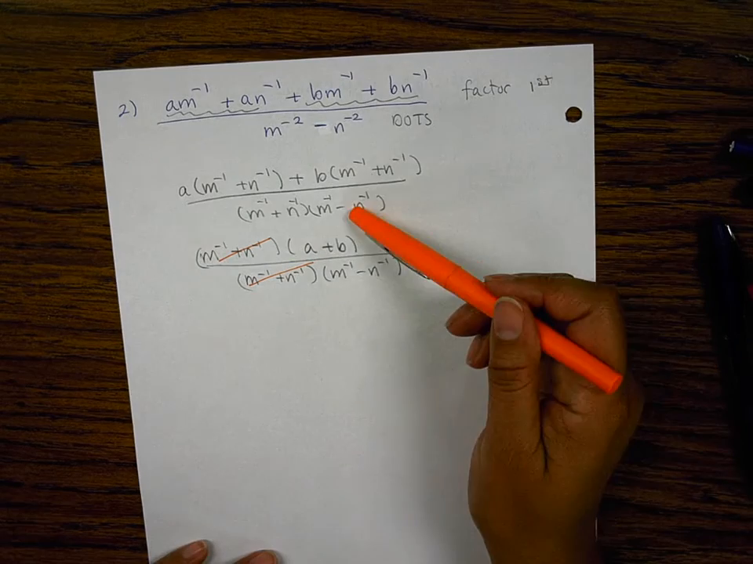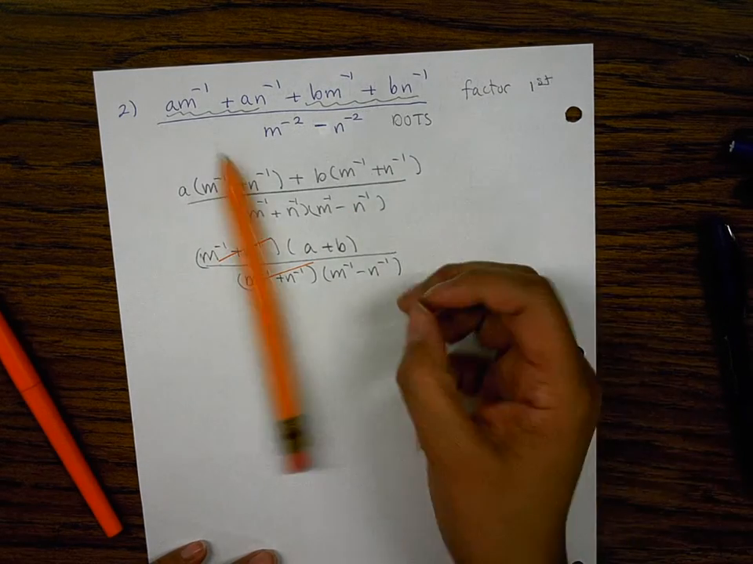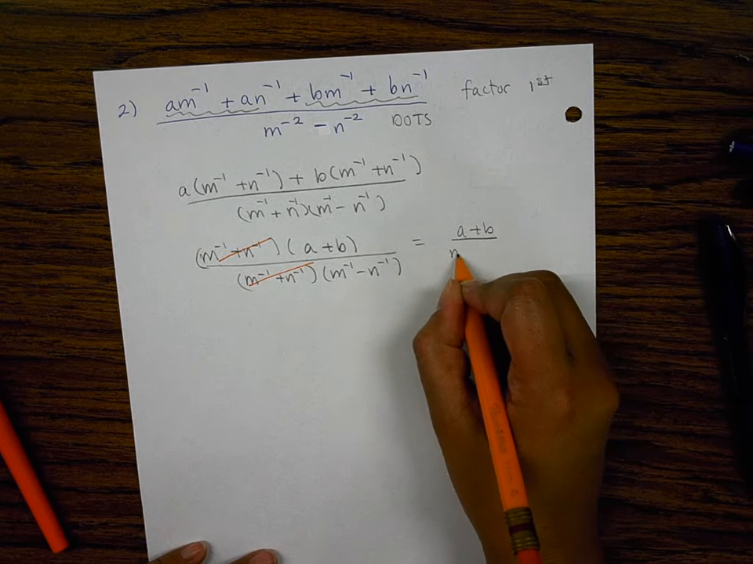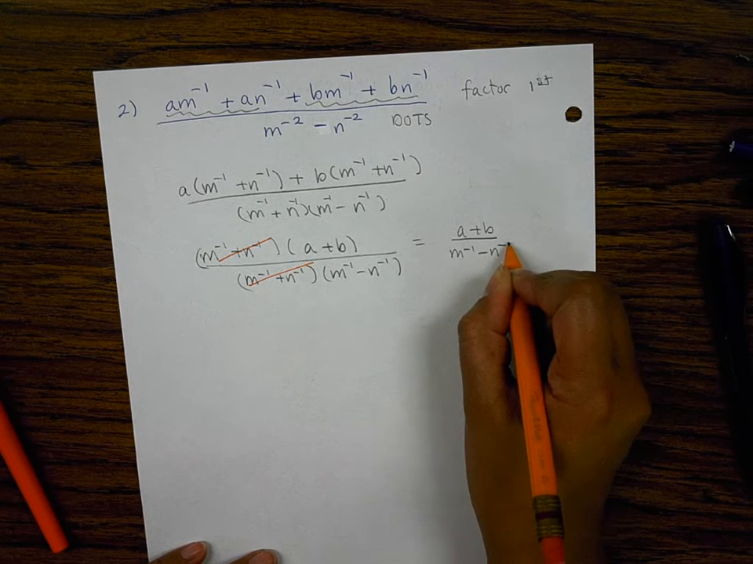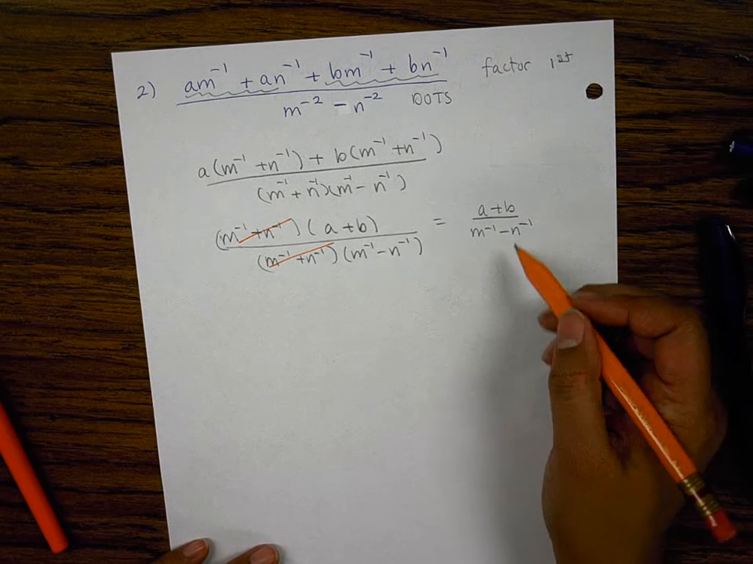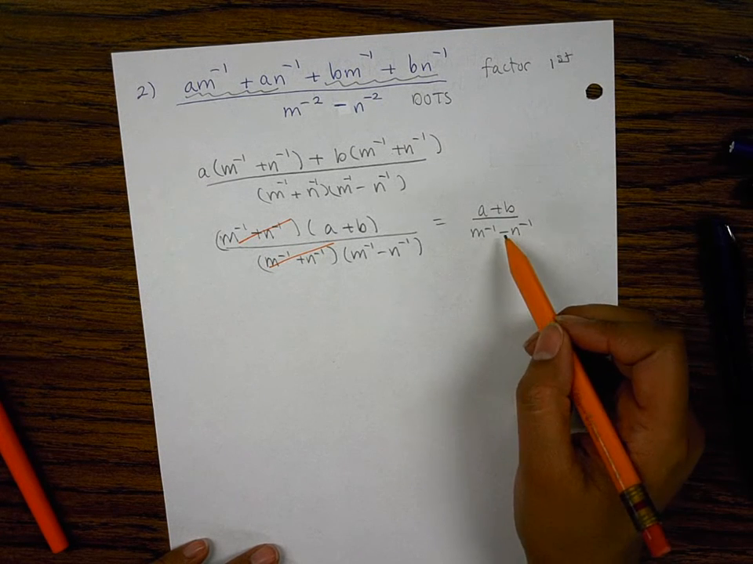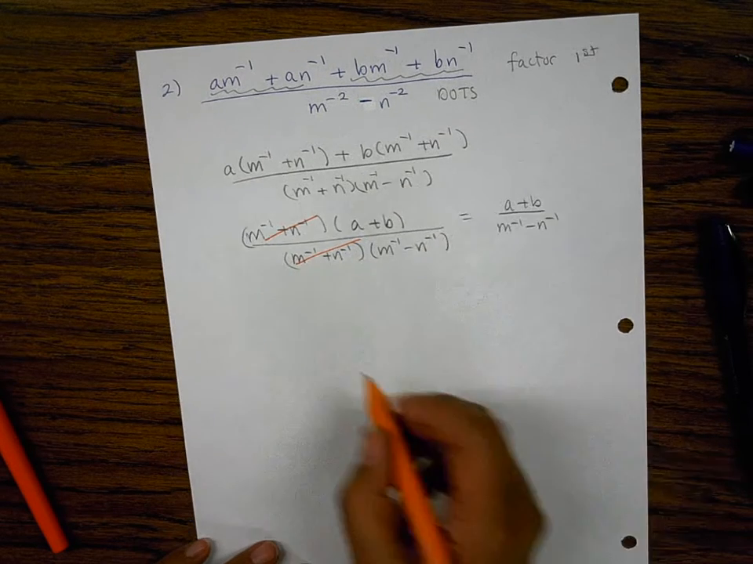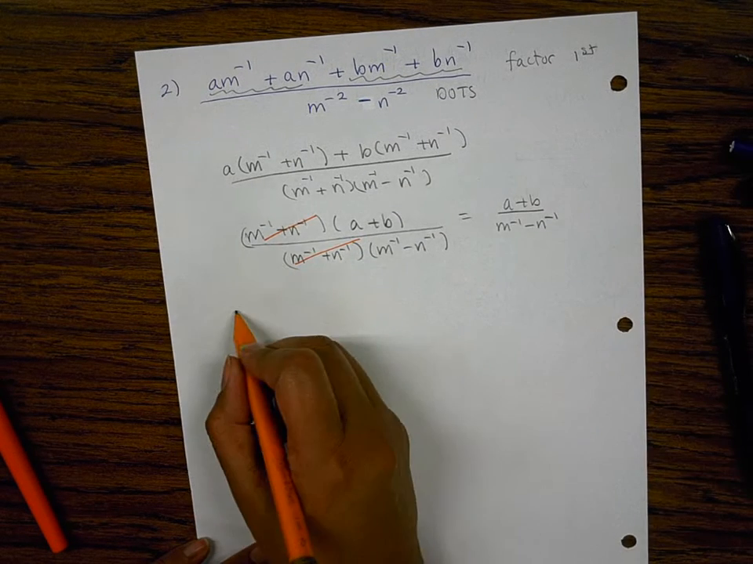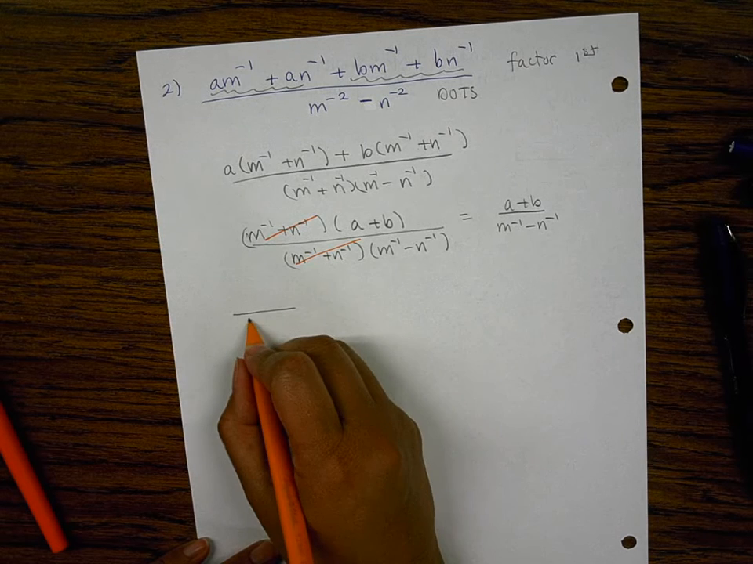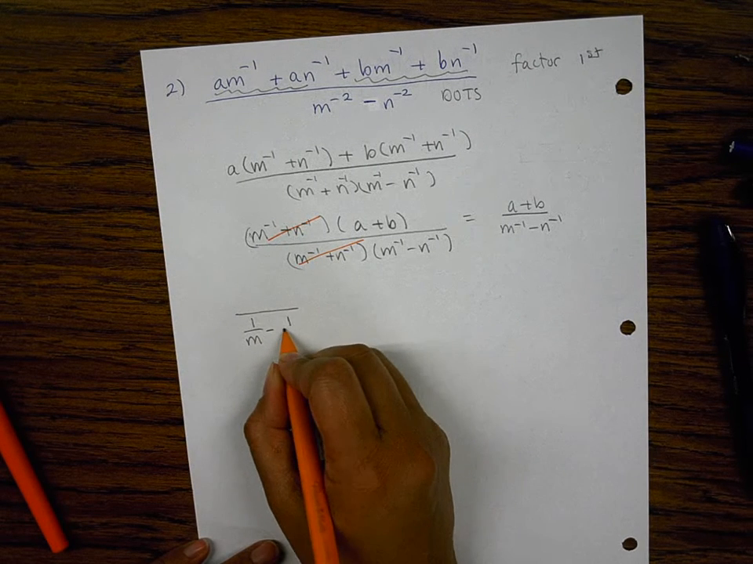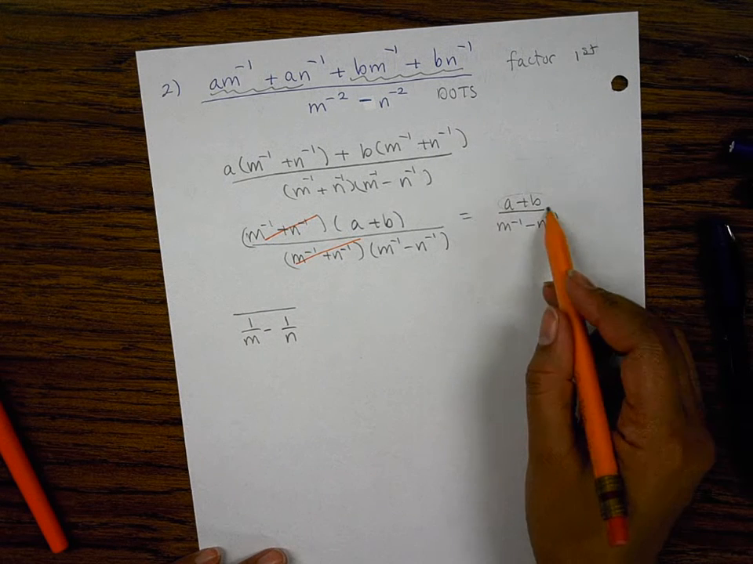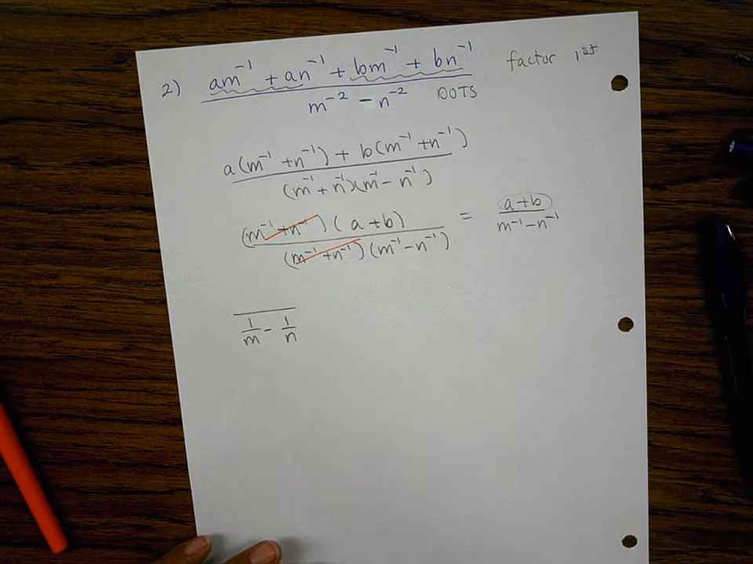Okay, let's reduce. I can see that this is gone completely, and that leaves me with this here, a plus b over m to the negative 1 minus n to the negative 1. I cannot stop here. I'm not allowed to because I have negative exponents, and because of the plus minus signs, I'm not allowed to just push it up. I have to make individual fractions. I'm going to do the bottom first. 1 over m minus 1 over n.